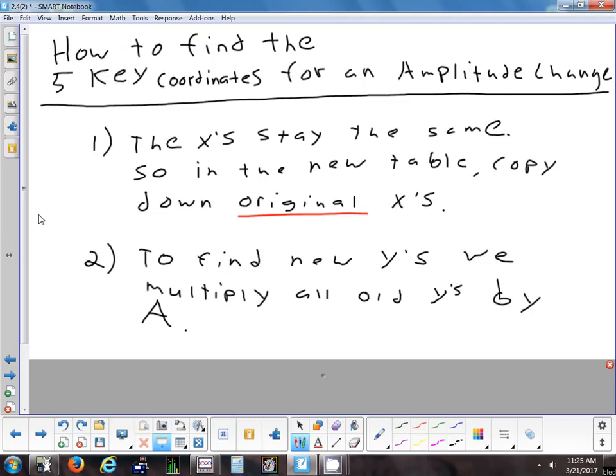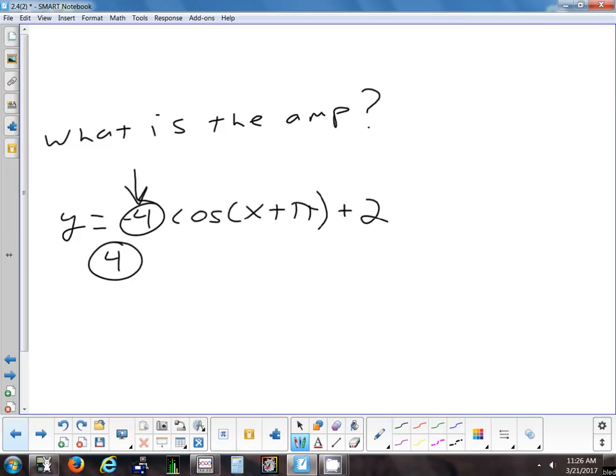And then to find the new y values, all you have to do is multiply the old y values by a. Notice here I didn't write absolute value of a. You just take whatever number is in front. If it's a positive, it's positive. If it's negative, use it as a negative. When you're doing the graph, the negative is important. So just take whatever the number is in front and multiply the old y values by it. Do not take the absolute value when you're making the picture. Only time you take the absolute value is if I ask you a question just like that. What is the amplitude? Then you have to take absolute value.